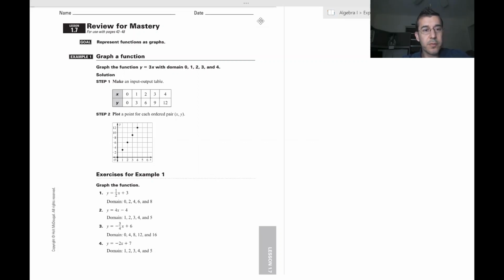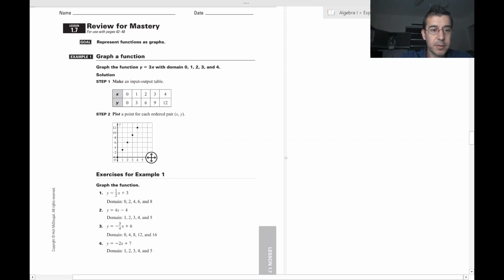So for problems 1 through 4 here that you see on my screen, we have to make an input-output table for each of these 4 problems, and then we have to plot the points for the ordered pairs that we're going to get on a graph. So let's start with problem 1.